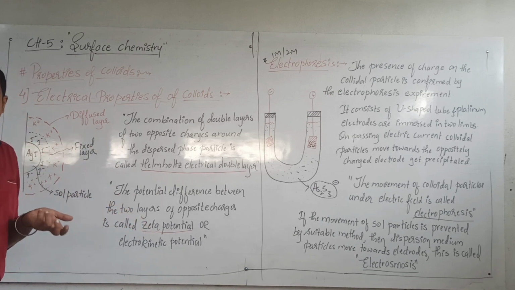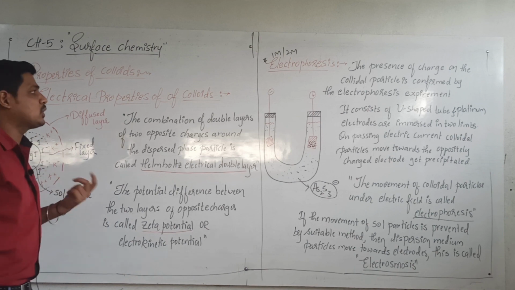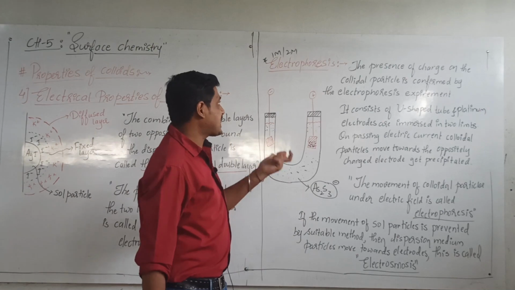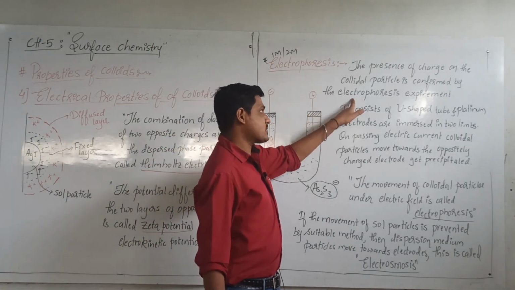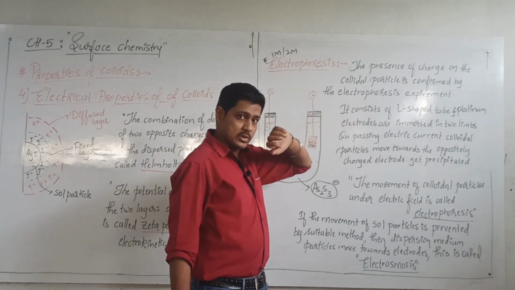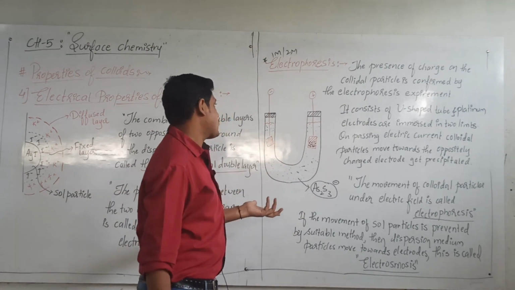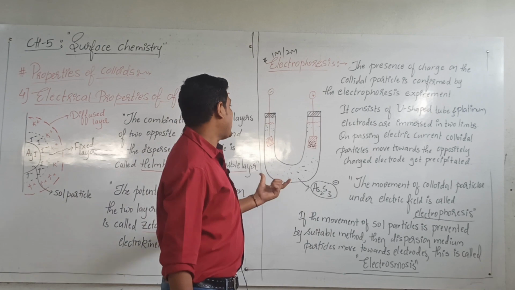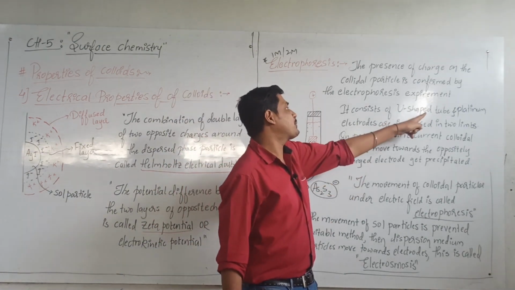So how do we prove or confirm that the colloidal particles have some charge? We need an experiment, and that experiment is called electrophoresis. Now, the experiment consists of one piece of equipment, and that equipment is a U-shaped tube.